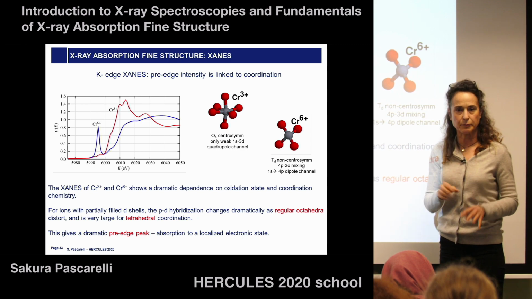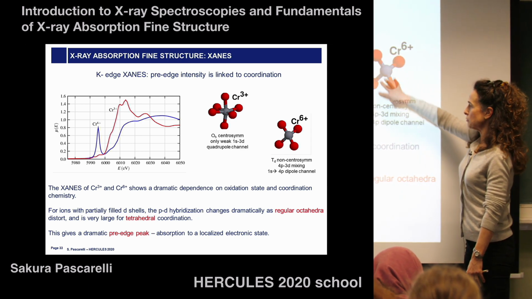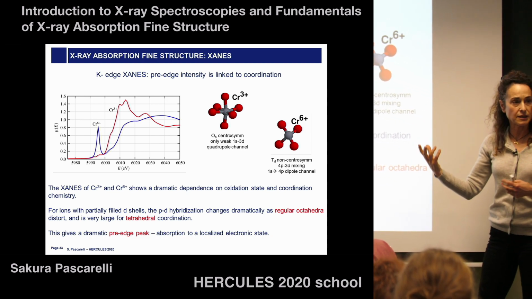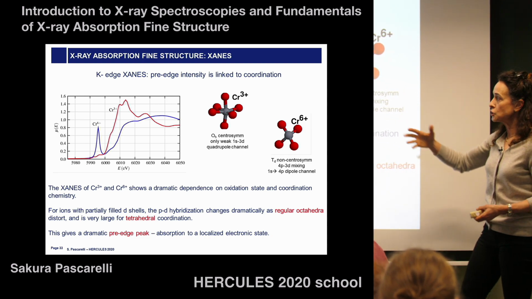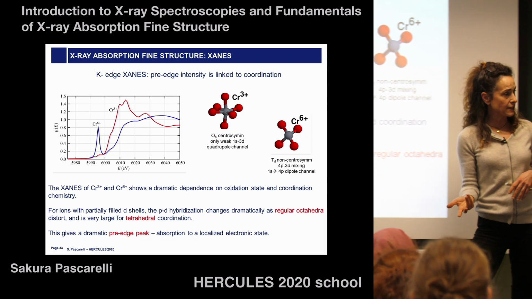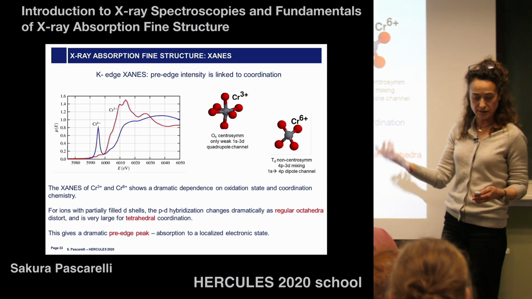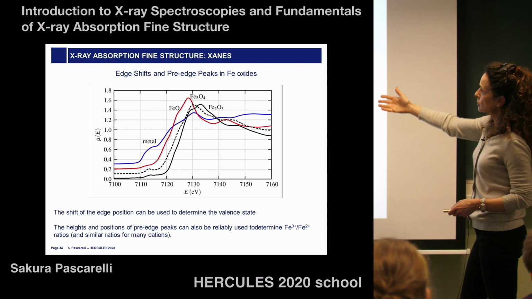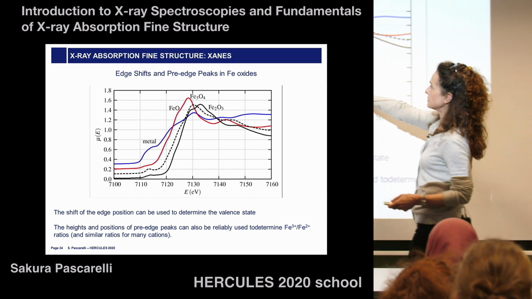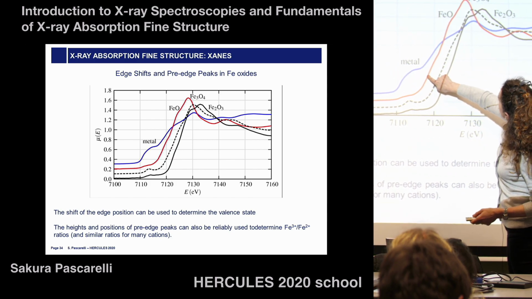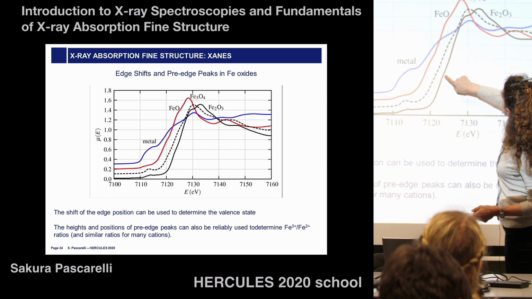It's a bit complicated, but just imagine that when you have something which is non-centrosymmetric, you have very strong hybridization with p, and p are dipole allowed. And that's why, if you look at the pre-edge, you can immediately say whether you have a distorted site or whether you don't have a distorted site. So this is another kind of information that you can get. This just shows you different iron oxides. So this is the metal, Fe0. This is Fe2+. This is Fe3+.